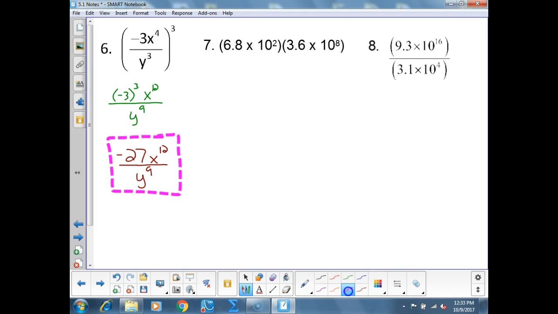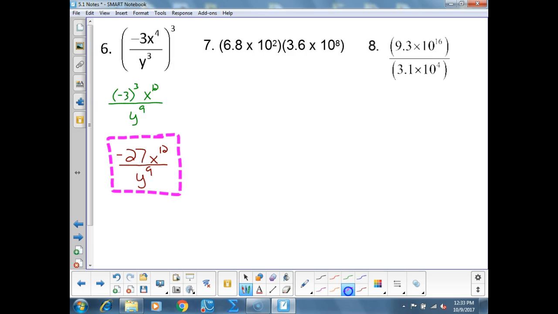Yes, ma'am. No, because it's not a negative exponent. It's a negative number, and negative numbers are okay. Negative exponents are naughty, so they get sent to detention in the basement. Okay?